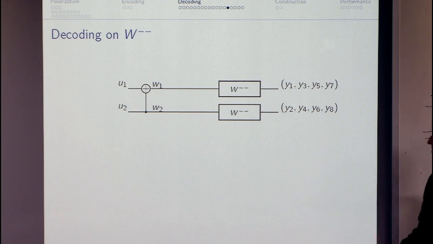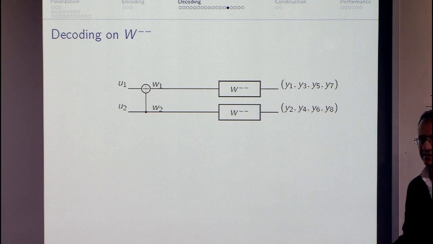Question? Yes? As you propagate these likelihood ratios, how large are they getting? Well, they are not getting large. I mean, we do this using 4 or 5 bits of precision in the logarithmic domain. That's enough.